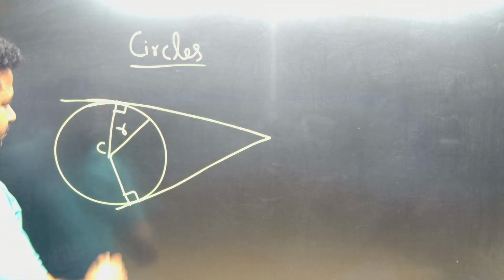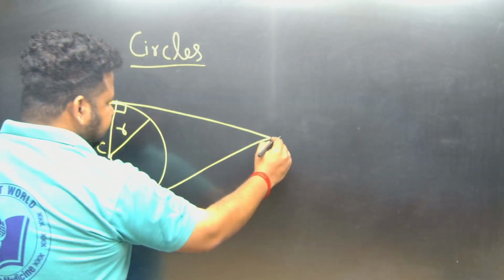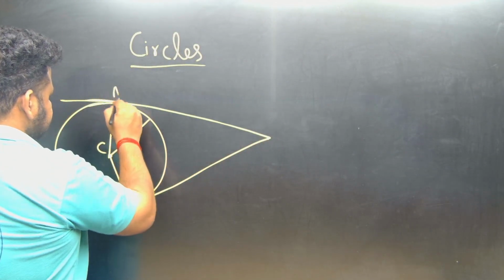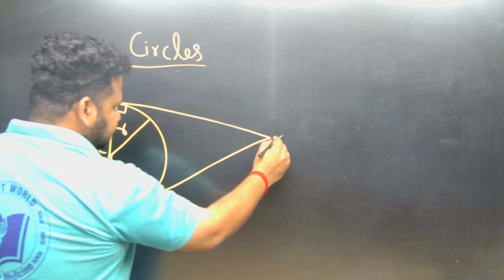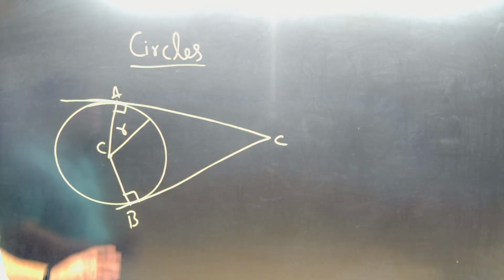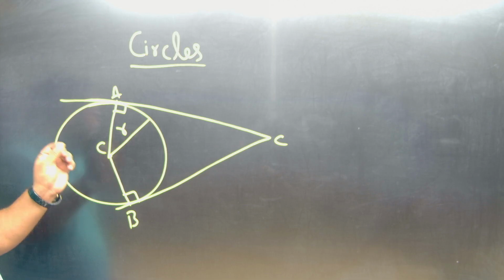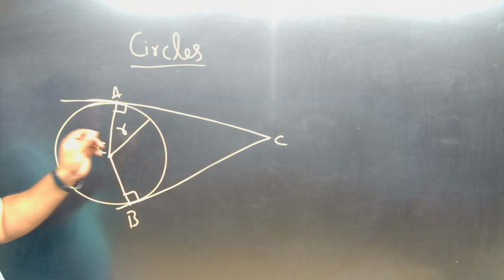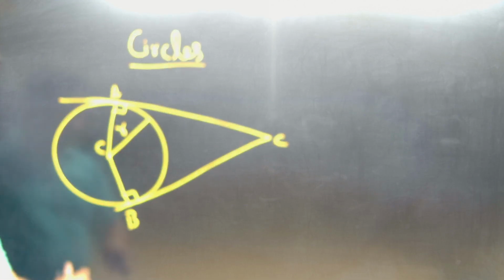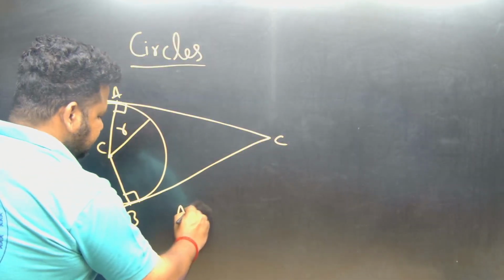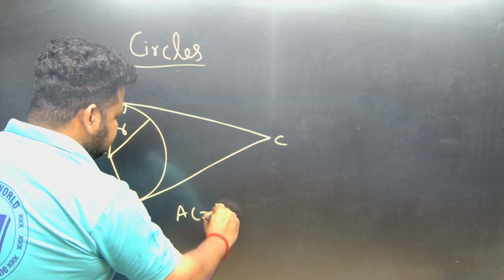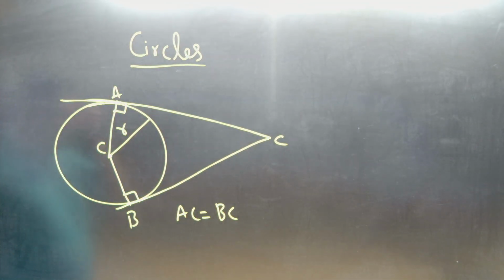Suppose I take this point as A, this as B, and this as C. The two tangents drawn from the same external point to a circle will always be equal. That I can say, AC will be equal to BC. All these things you have studied in your class 10.